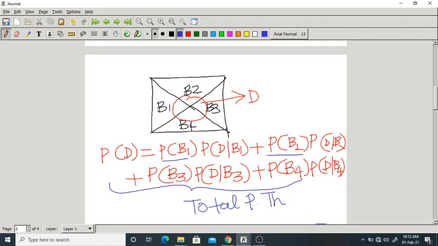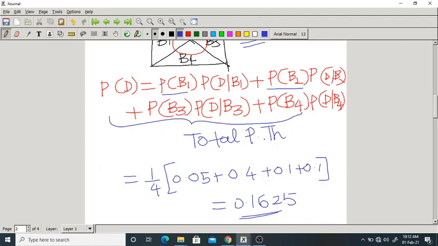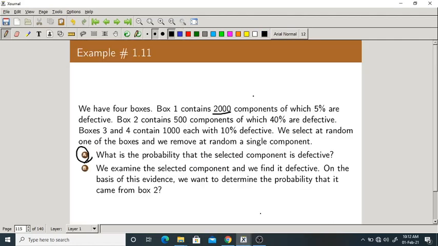Now, they are the partitions of the sample space omega. You know what partitions means. Now we have to find the probability of an event D, so we use the total probability theorem. What does part B say? We examine the selected component and we find it defective. We take out a component from any one of the boxes, and we find that it is defective. What is the probability that it is from box 2?